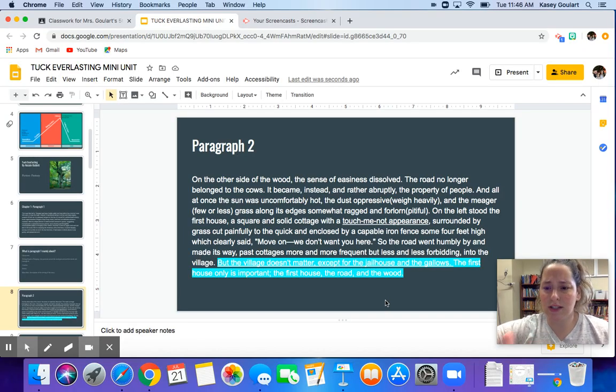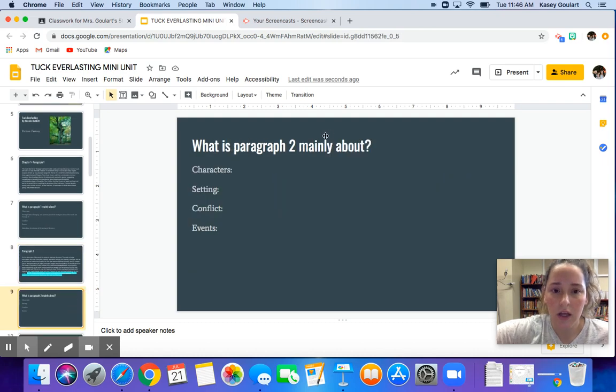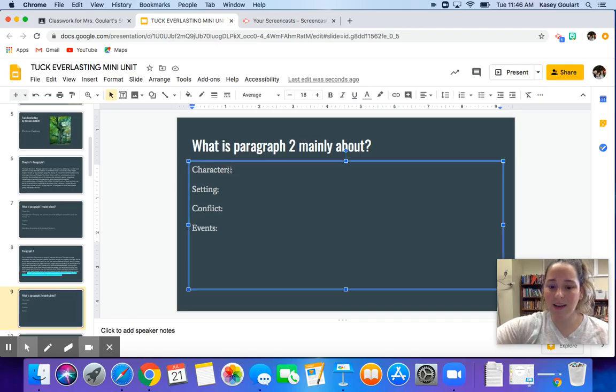So that's interesting. Let's click to the next slide, slide 9, where it asks us, what is this mainly about? Do we have any new characters introduced to us? Kind of. Let's add it just in case. The villagers and the people that live in that first house. We're going to talk about them in the next chapter. So the setting changes. It does.